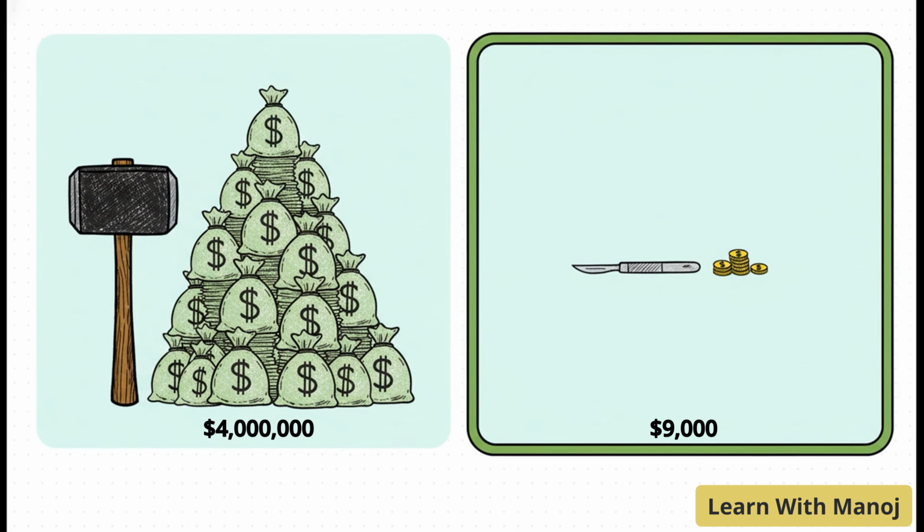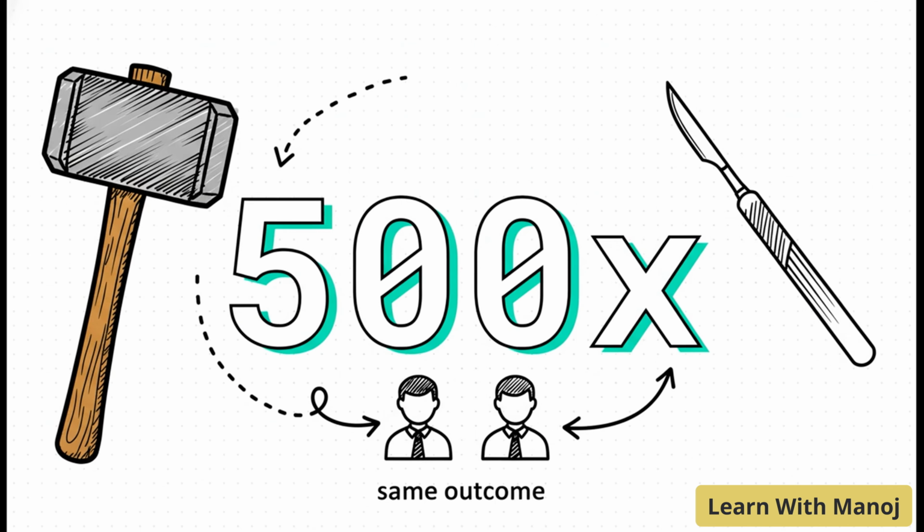Okay, so which tool do we choose? Well, on one hand, we've got the sledgehammer, a powerhouse like GPT 4.5. It's brilliant, no doubt. But for this simple job, the estimated monthly cost is, wait for it, a staggering $4 million. Now, what about the scalpel? A fast, efficient model like Gemini 2.0 Flash. It's literally designed for this exact kind of task. The cost for the same job? Just $9,000.